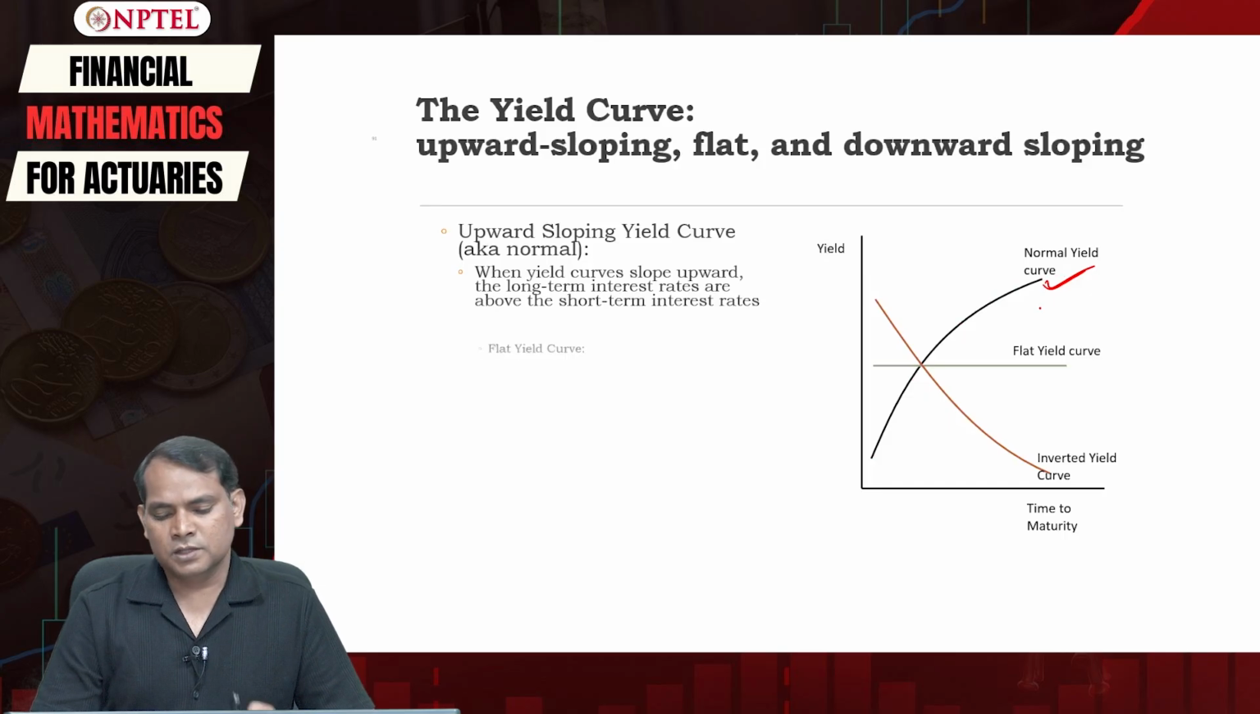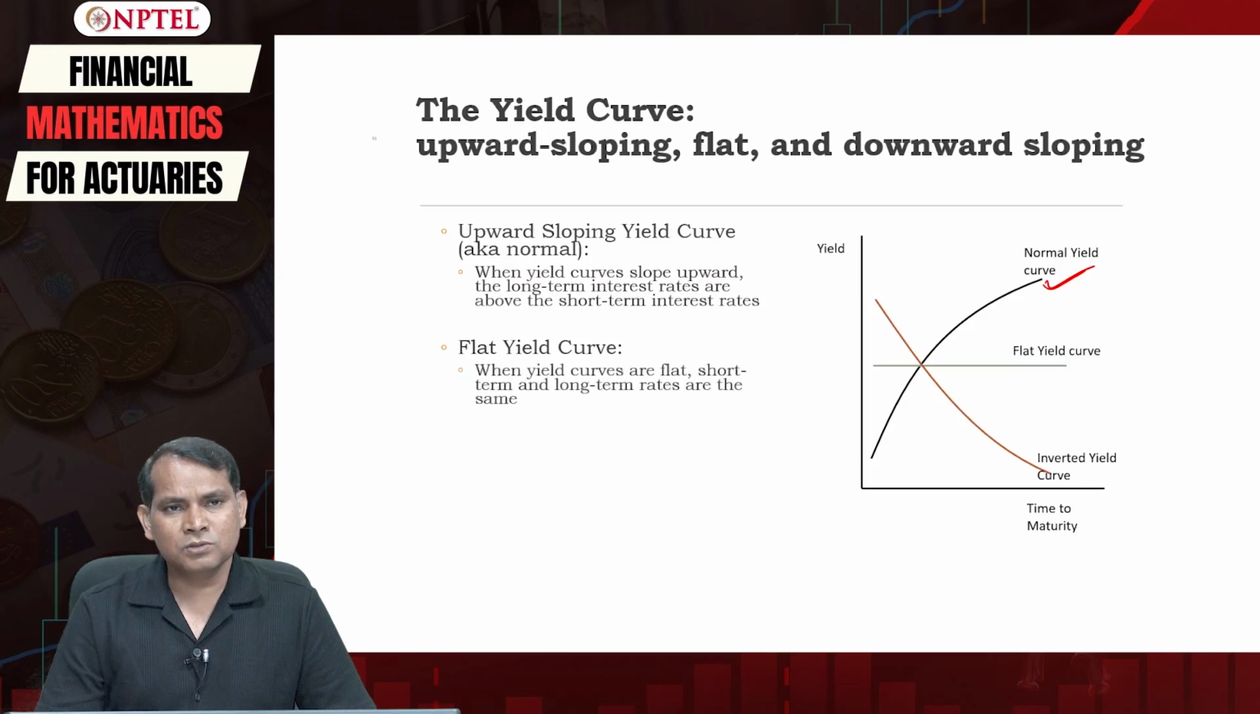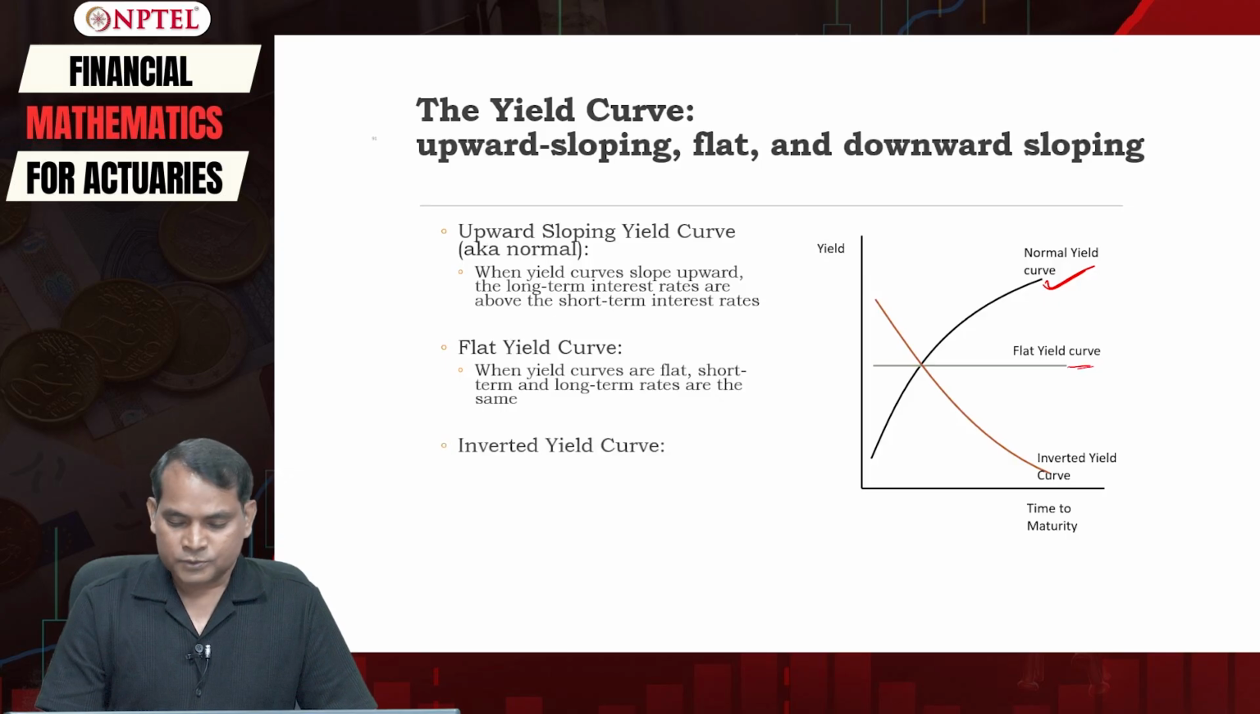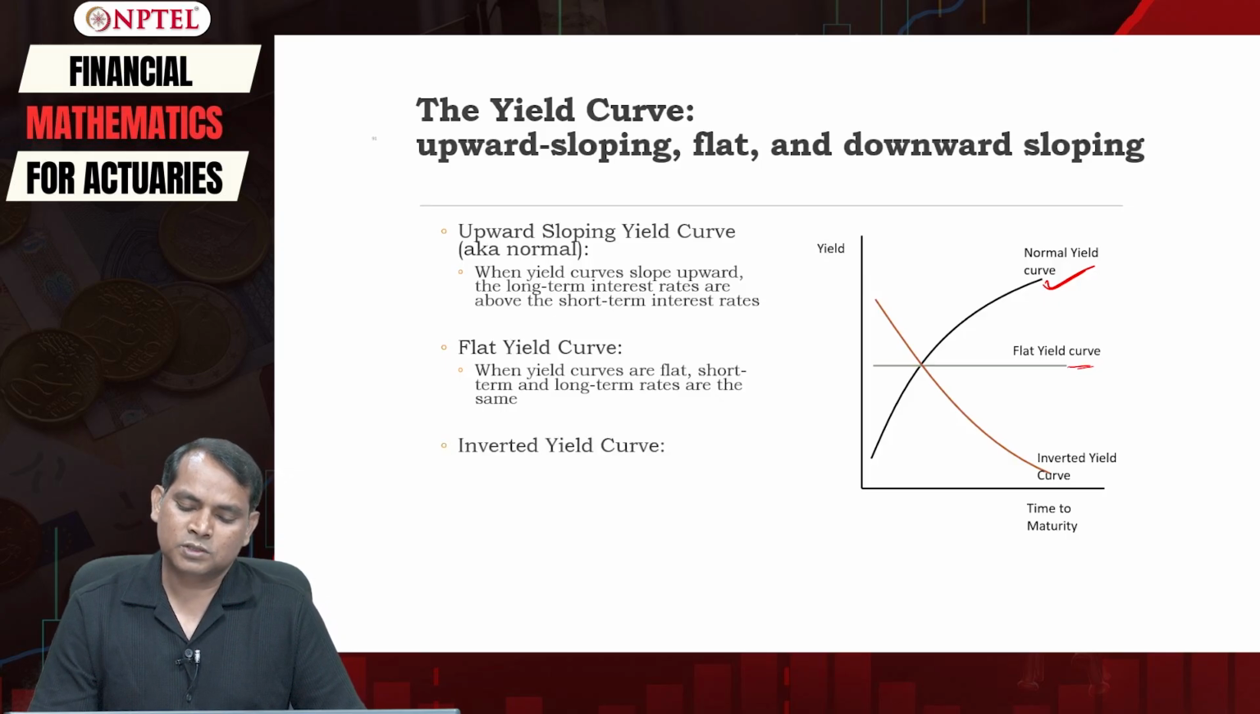What is a flat yield curve? In the case of a flat yield curve, the short term and the long term interest rates are the same, or similar, and therefore we will have this curve, the flat yield curve. On the other hand, the yield curve can be downward sloping, which we call an inverted yield curve, this one.